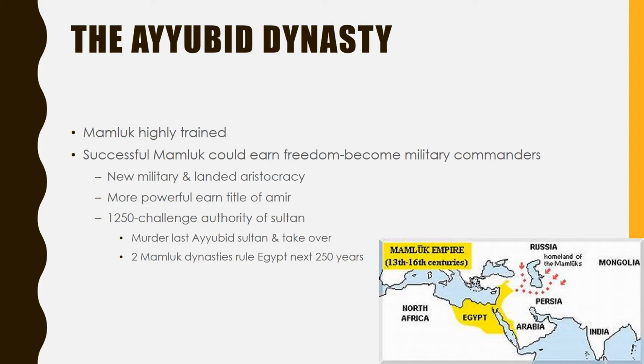By 1250, they are powerful enough to start challenging the authority of the Sultan in the Ayyubid dynasty. They are going to murder the last Ayyubid Sultan and take over in essentially a military coup d'etat. Two different Mamluk dynasties are going to rule Egypt for the next 250 years. So this group of people who initially started out as slaves are going to eventually control Egypt and establish a dynasty.